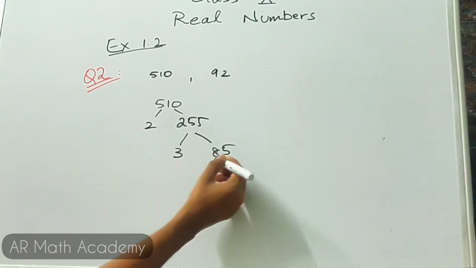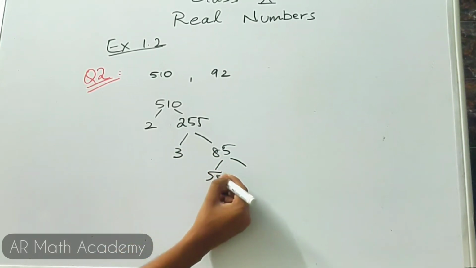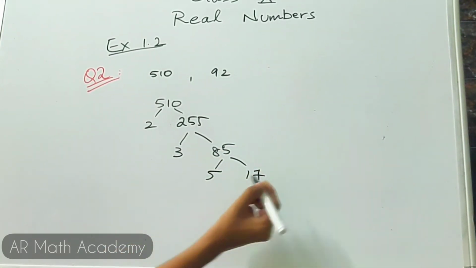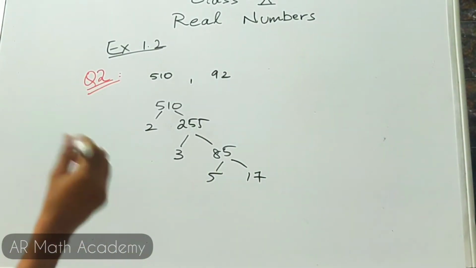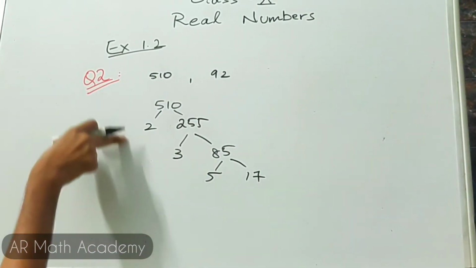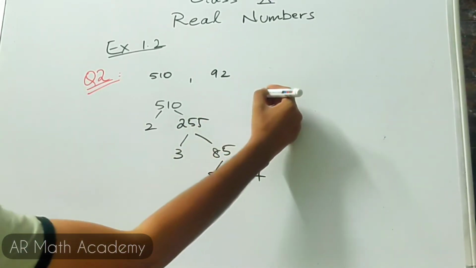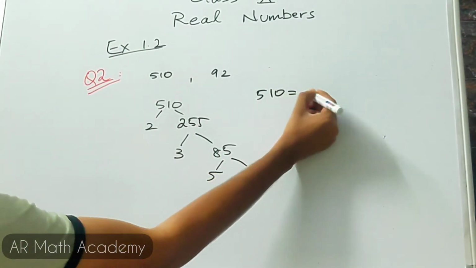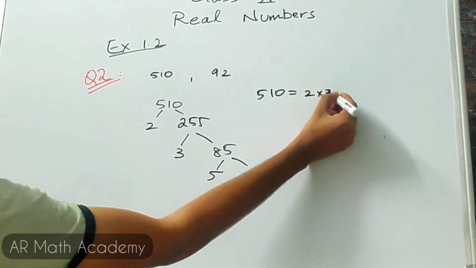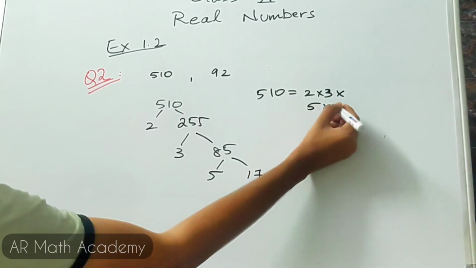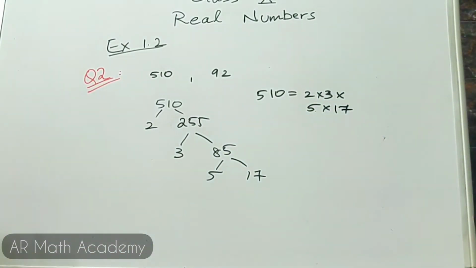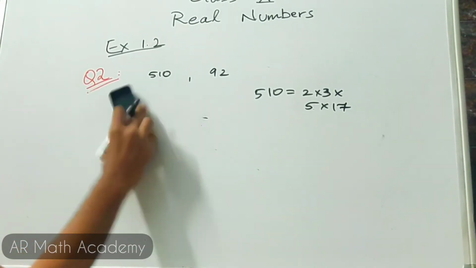It doesn't go by 3 or 2 as well. So it goes by 5. So 5 times 17 is 85. So that's it. 17 is a prime number. So there ends our process for 510. So I can write 510 as 2 times 3 times 5 times 17. So this is how I can write 510 in terms of its prime factors.